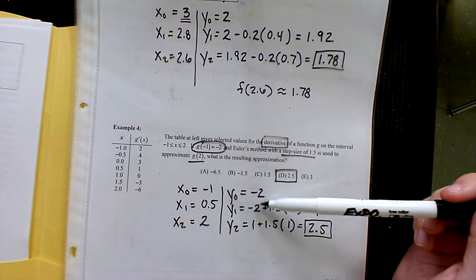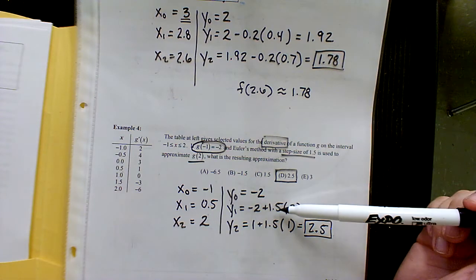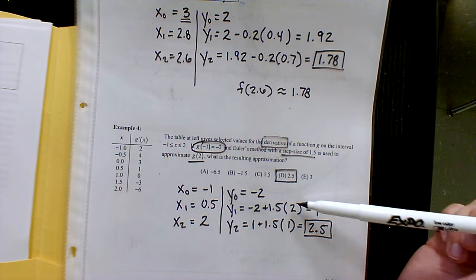All right, so let's check this out. We have previous y value plus the step times the slope.